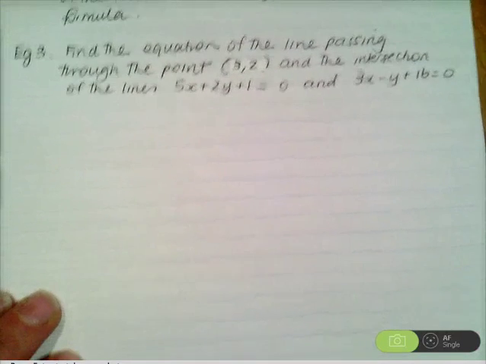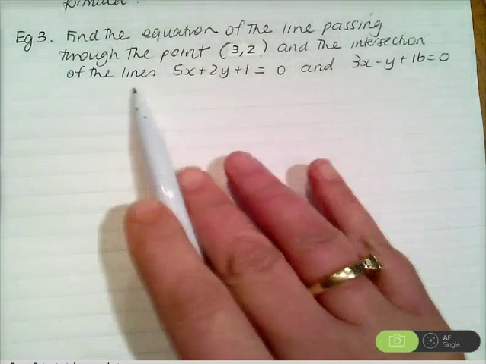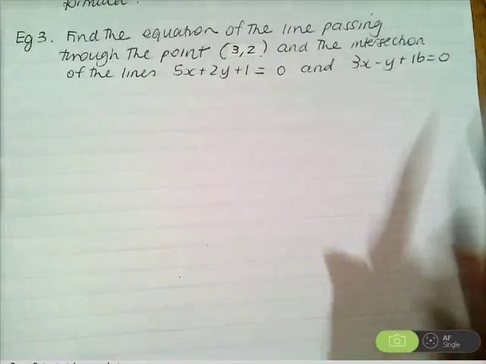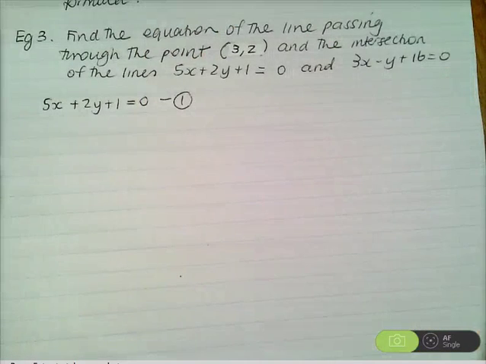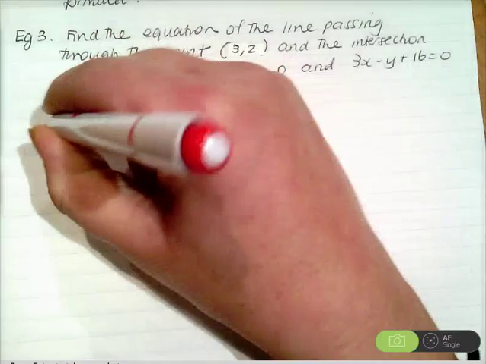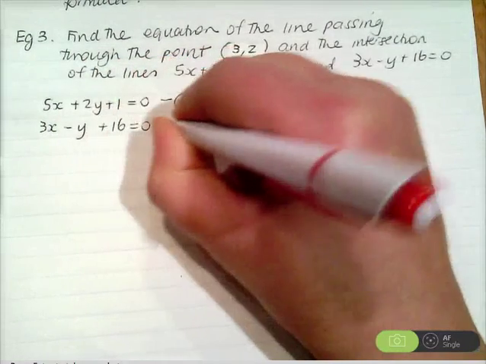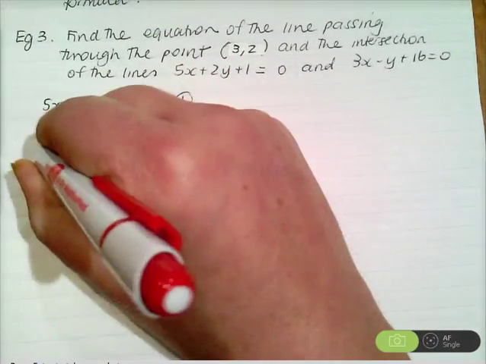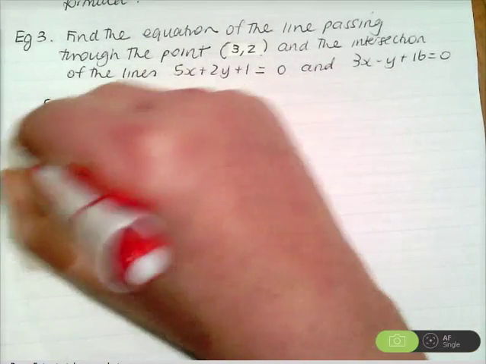So we have to find the equation of the line passing through the point 3, 2, and the intersection of these lines, 5x plus 2y plus 1 equals 0, and 3x minus y plus 16 equals 0. So what we're going to do is find the point of intersection of these two lines first. So there's line 1, 5x plus 2y plus 1 equals 0, and here is line 2, 3x minus y plus 16 equals 0, that's line 2. Now we need to solve these equations simultaneously. What I'm going to do is rearrange equation 2 to make it y equals 3x plus 16. So I'm going to write rearranging.